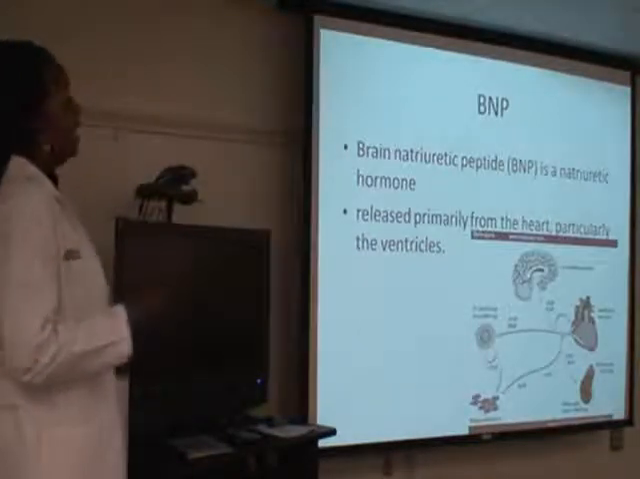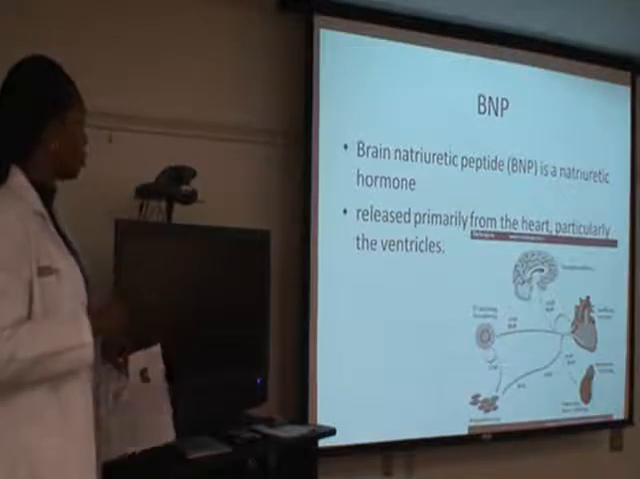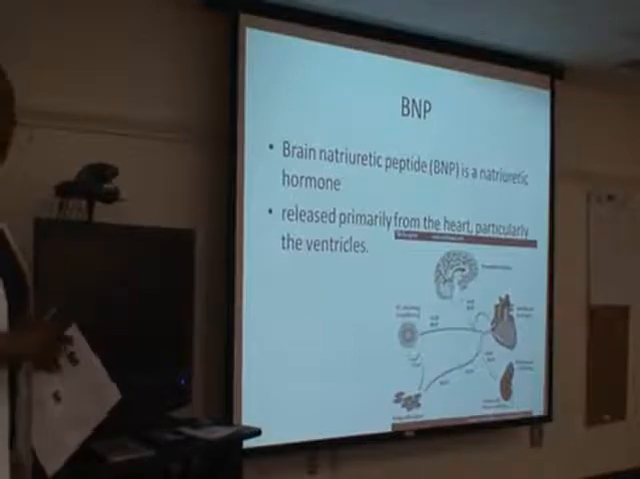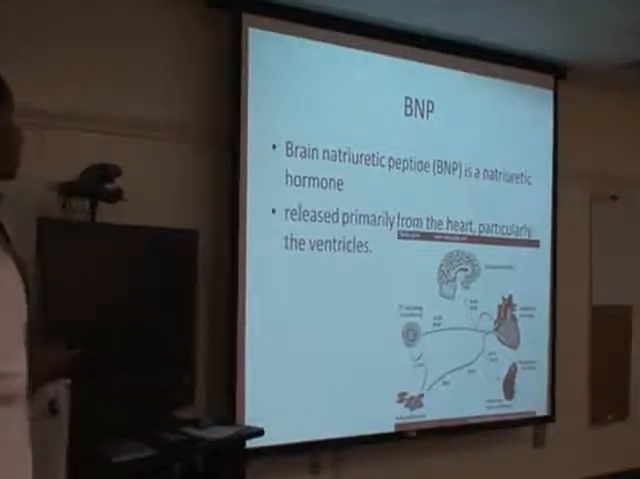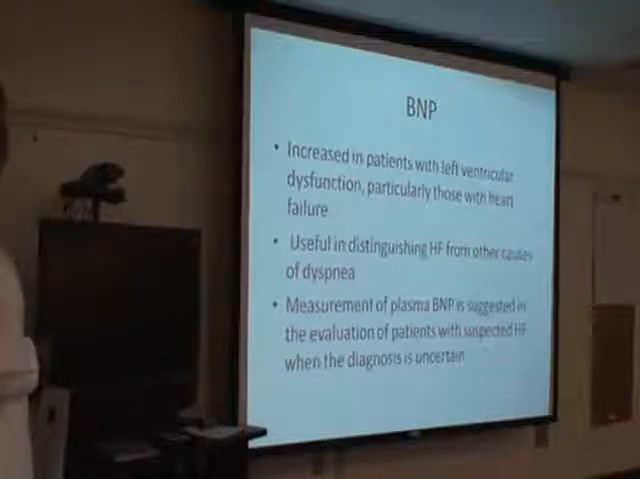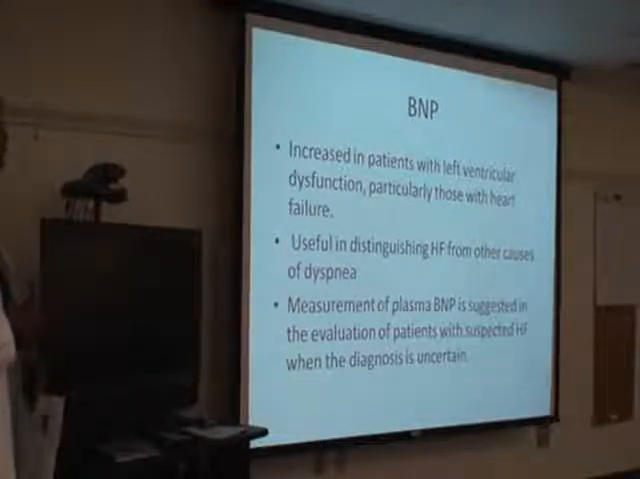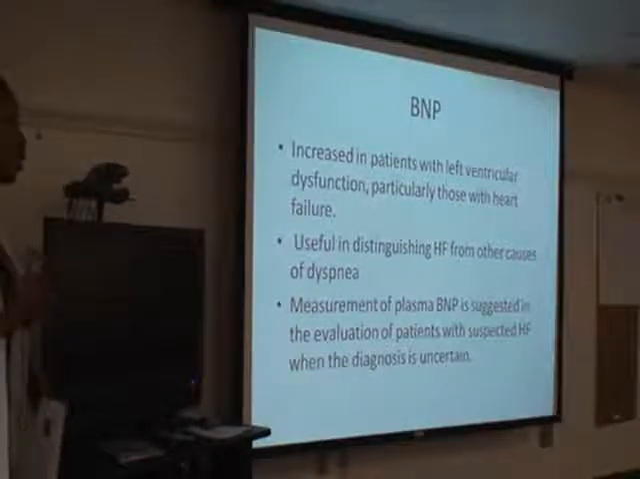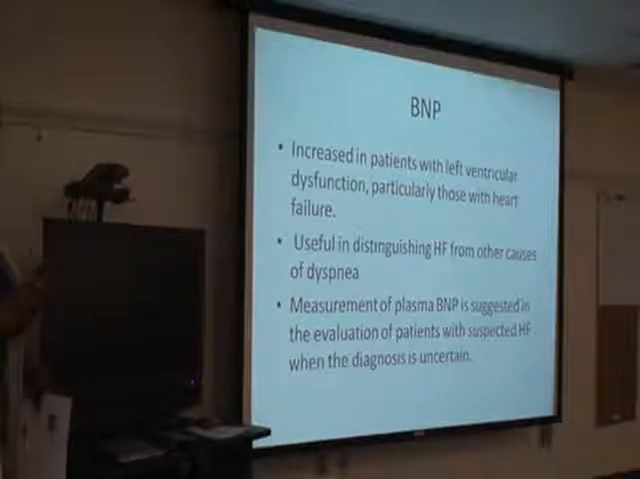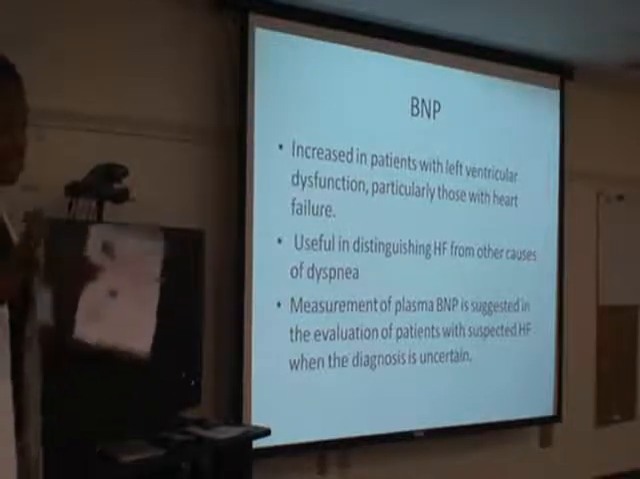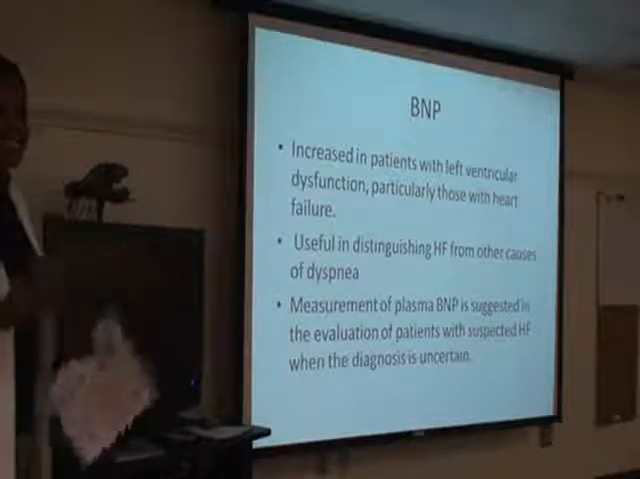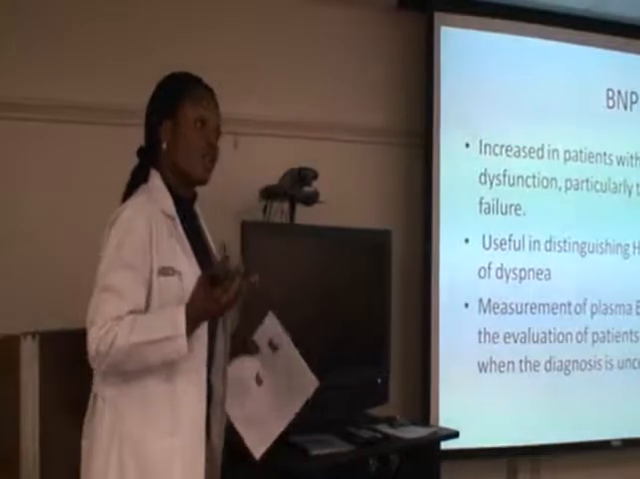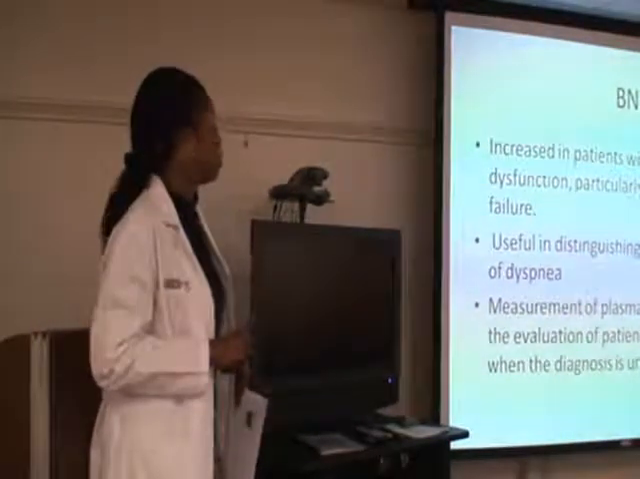Okay. The BNP is a natriuretic hormone, and it's released primarily from the heart, particularly the ventricles, in response to stretch of the ventricles. BNP gets elevated. It's increased in patients with left ventricular dysfunction, particularly patients with congestive heart failure. And where it's primarily useful is in distinguishing heart failure from other causes of dyspnea. So patient comes in short of breath, you're not sure, is this pneumonia or is it heart, the BNP is extremely useful. And so if you're not certain of the diagnosis, this is definitely a useful test to order.